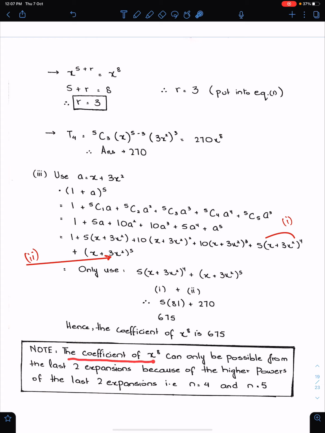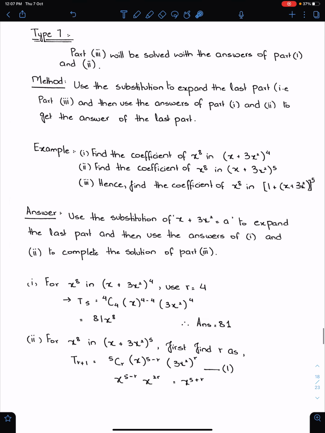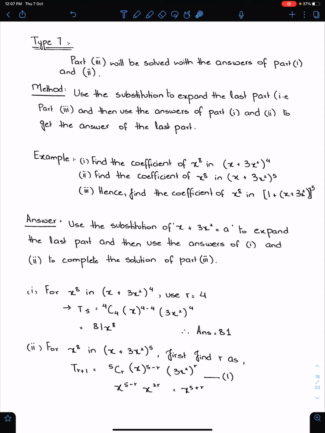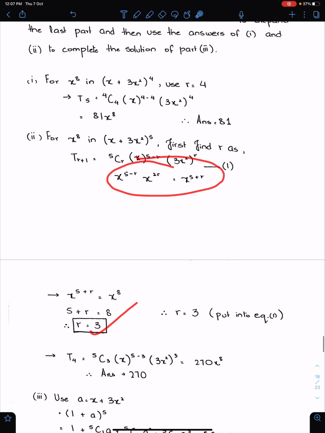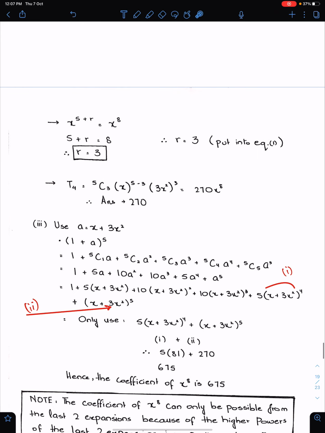Note, the coefficient of x^8 can only be possible from the last two expansions because of the higher powers of the last two expansions, (x + 3x^2)^4 and ^5. I mentioned this here and here. Now check the solution again. First, get the answer of this part and this part. These two parts are very simple. Here you could predict the term, which is r = 4, so T5. Here we could not predict the term, therefore I used the T(r+1) formula and got the value of r, which is 3, and then I substituted r back into this equation and got this answer.